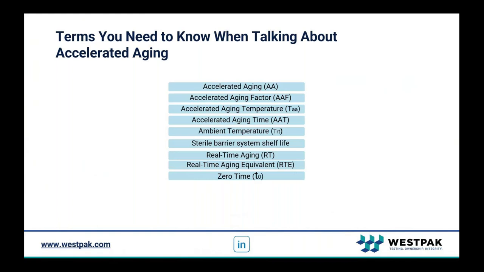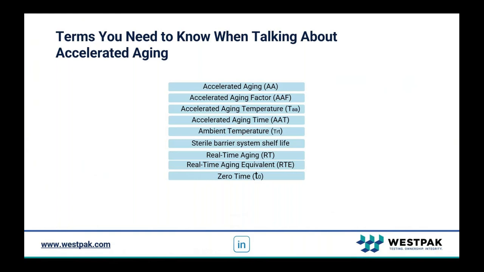So let's talk about some key terms for accelerated aging. Accelerated aging is the storage of samples at elevated temperatures to simulate real-time aging in less time. So it's trying to get stuff to market faster.